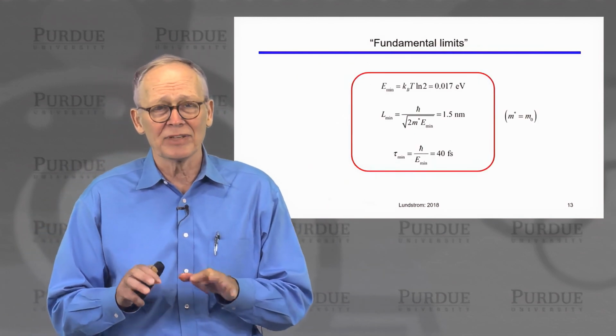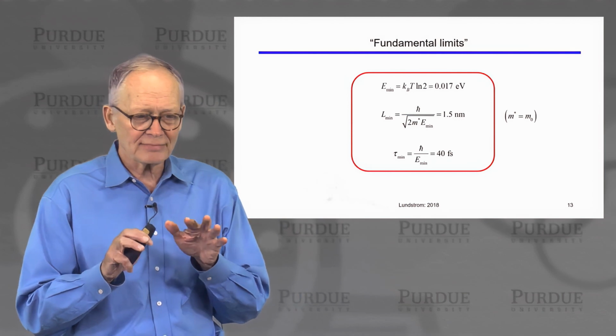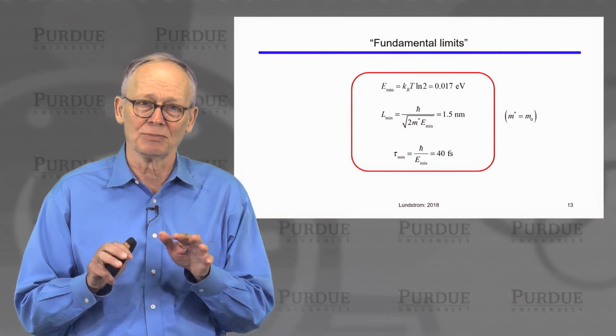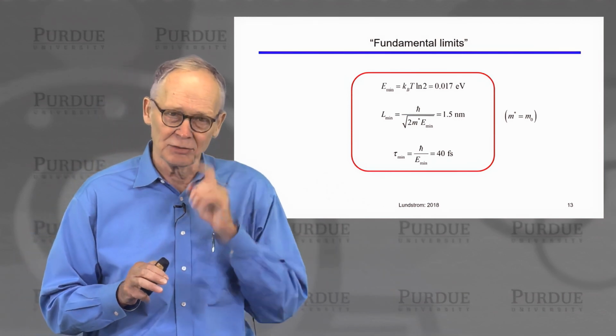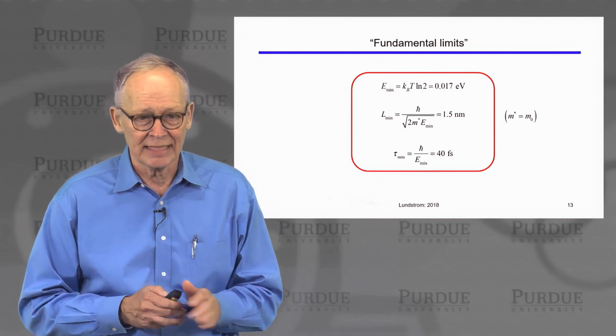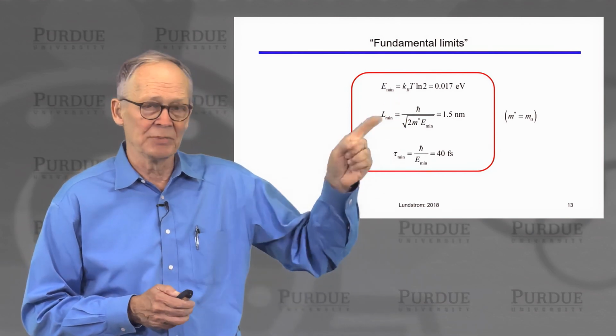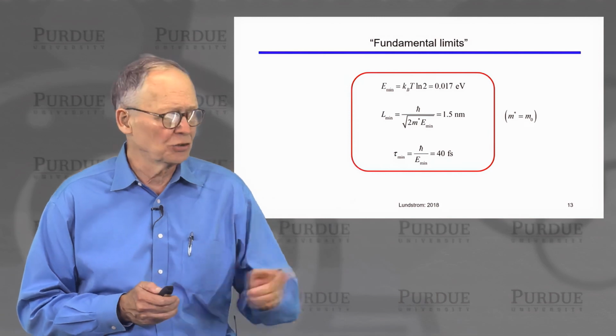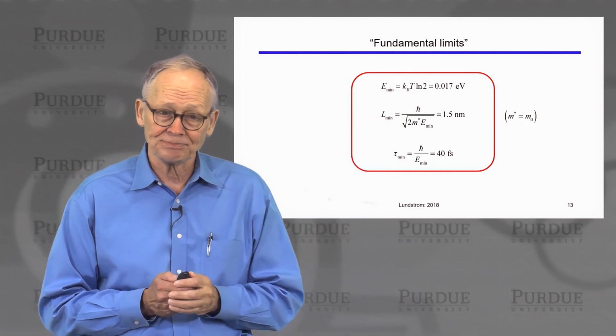They're a little bit hand-waving, but we're only looking for some rough estimates of how small MOSFETs can be and still function as digital devices. Here are the results. We have the minimum switching energy is kT log 2. That's a very small number.